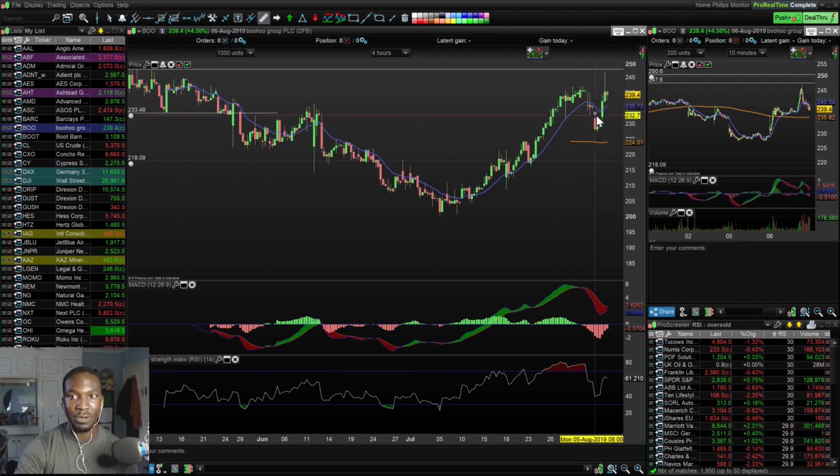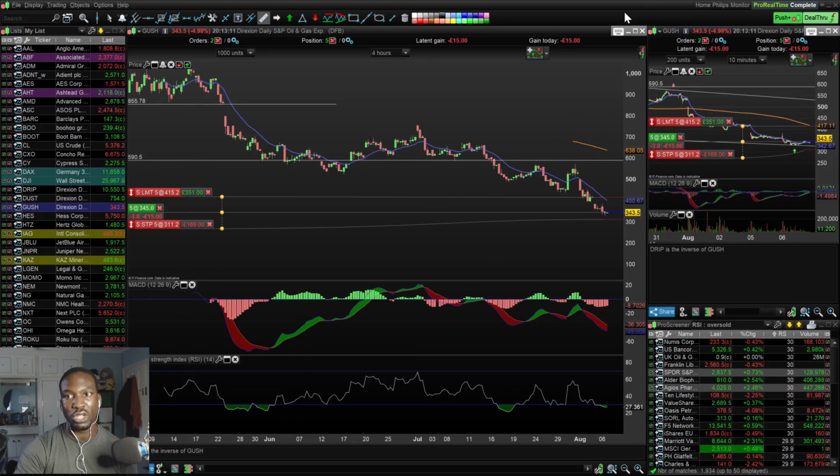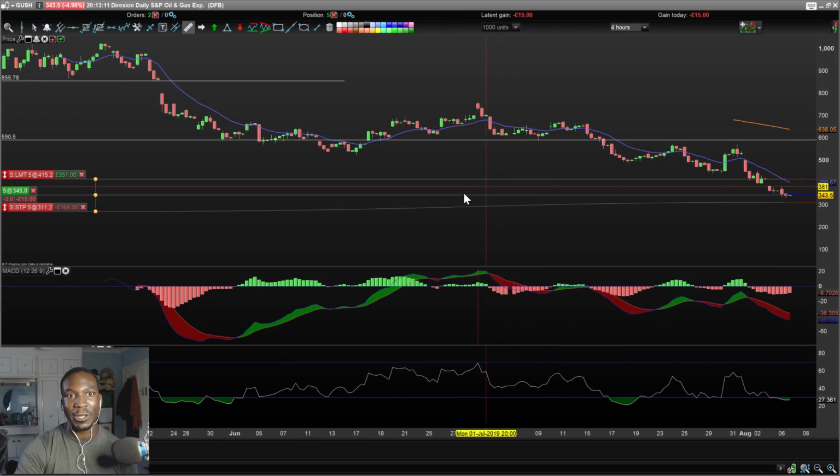Boohoo's done actually pretty well. It's still climbing. A lot of the UK stocks have stayed true to their course, but yeah, first of all, I'm going to go straight into GUSH. So GUSH is the inverse ETF. It's an ETF for gas and oil.